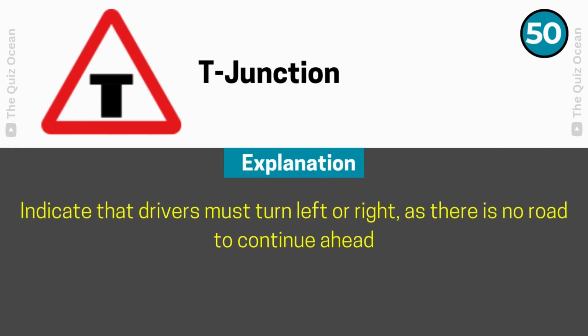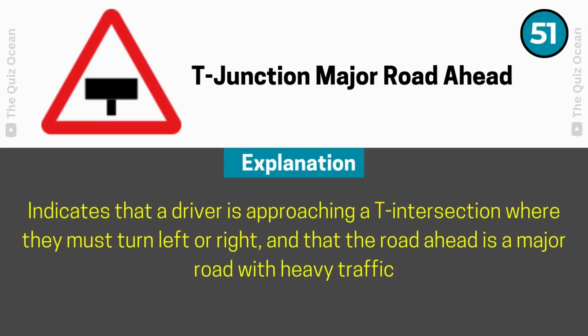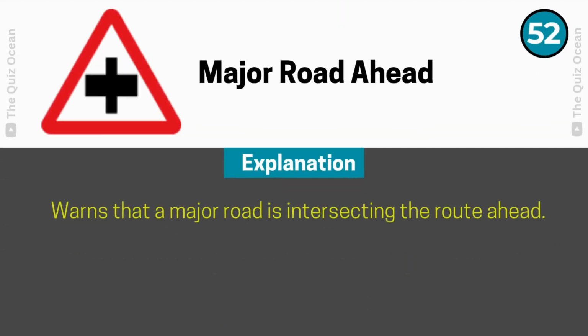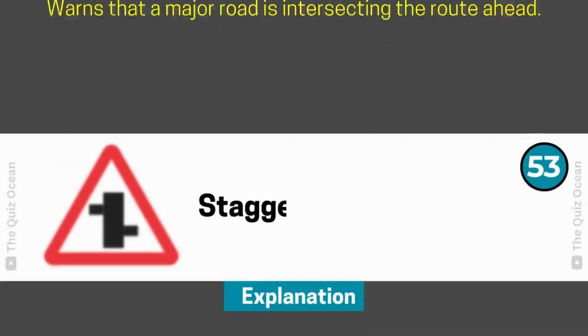T-junction sign indicates that drivers must turn left or right as there is no road to continue ahead. T-junction major road ahead sign indicates that a driver is approaching a T intersection where they must turn left or right, and that the road ahead is a major road with heavy traffic. Major road ahead sign warns that a major road is intersecting the route ahead.